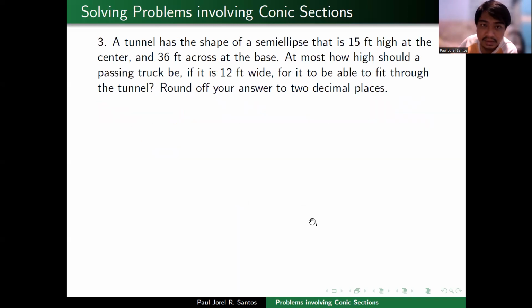A tunnel has the shape of a semi-ellipse that is 15 feet high at the center and 36 feet across at the base. At most, how high should a passing truck be if it is 12 feet wide for it to be able to fit through the tunnel? Round off your answer to 2 decimal places.